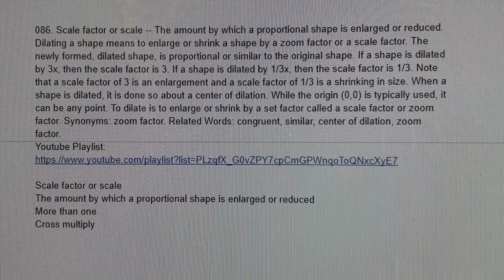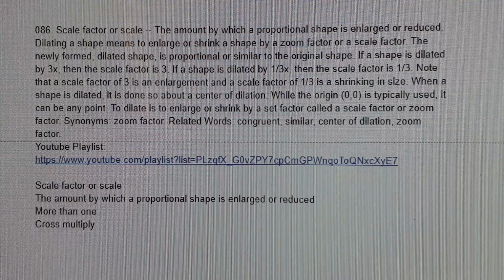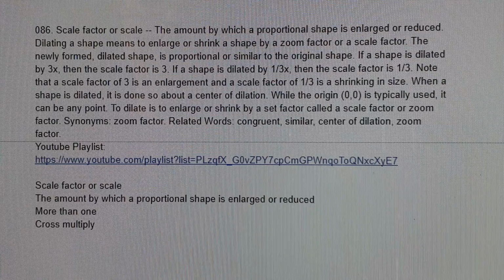Synonyms: zoom factor. Related words: congruent, similar, center of dilation, zoom factor.